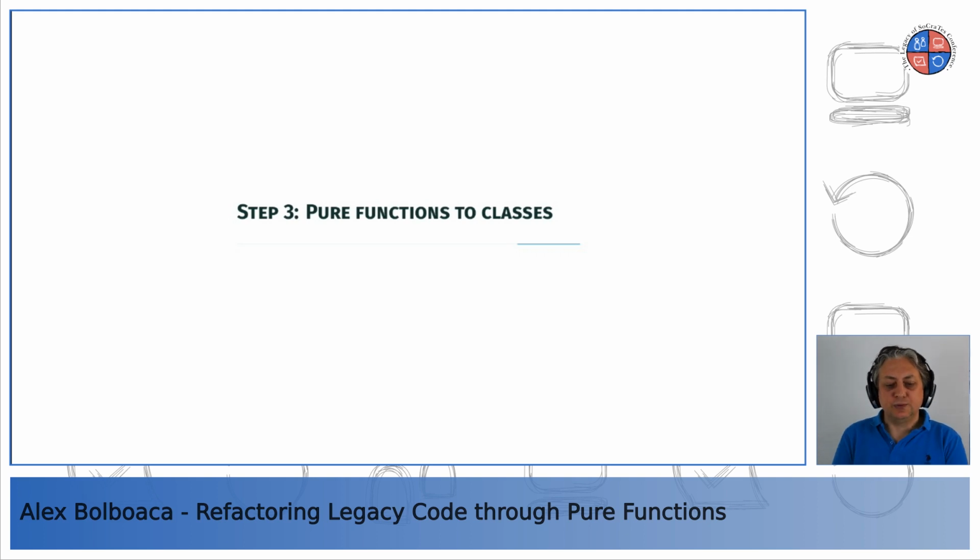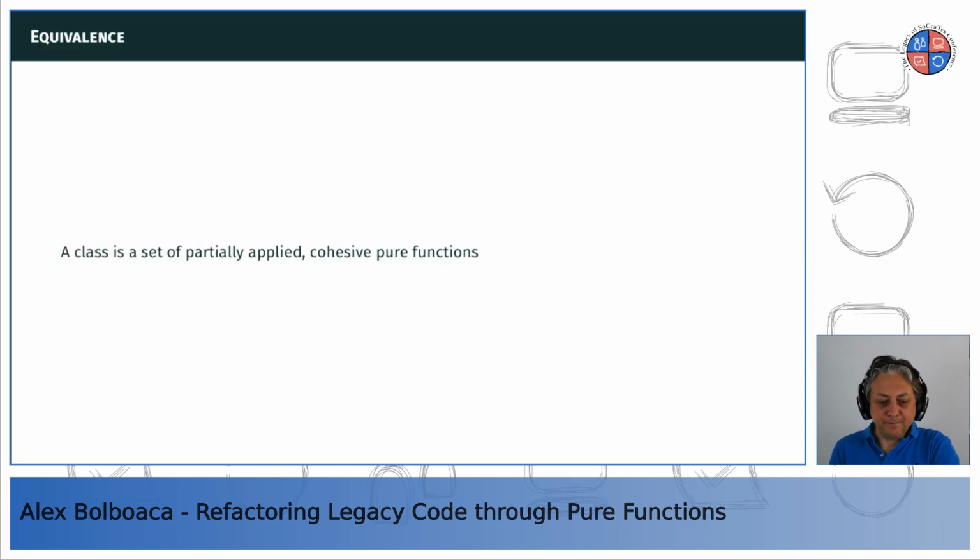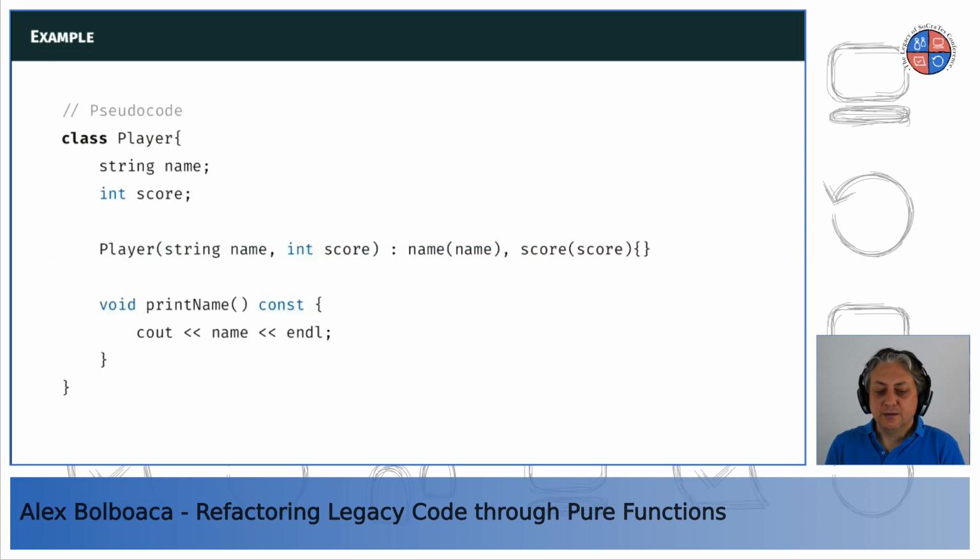Now, the last step would be, we have these pure functions. Let's say we've extracted 10, 20 such functions. How do we get back to classes? Because unless you are a functional programmer, you probably want to get back to an object-oriented kind of design. And this is where we get to a very interesting equivalence. It turns out that a class is a set of partially applied cohesive pure functions. So let me explain this through an example.